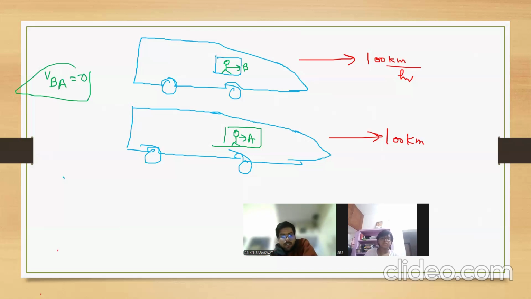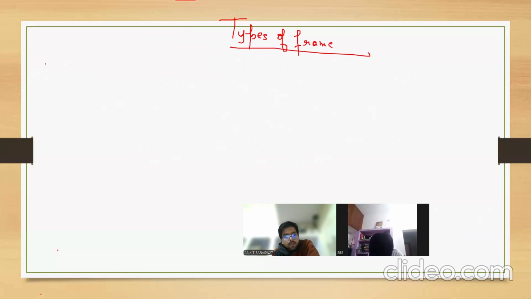Force, time and mass do not depend on frame of reference. Clear? Yes, sir. Understood? Now there are two types of frame. One is inertial frame, one is non-inertial frame. Write down types of frame. Types of frame. First is inertial frame.